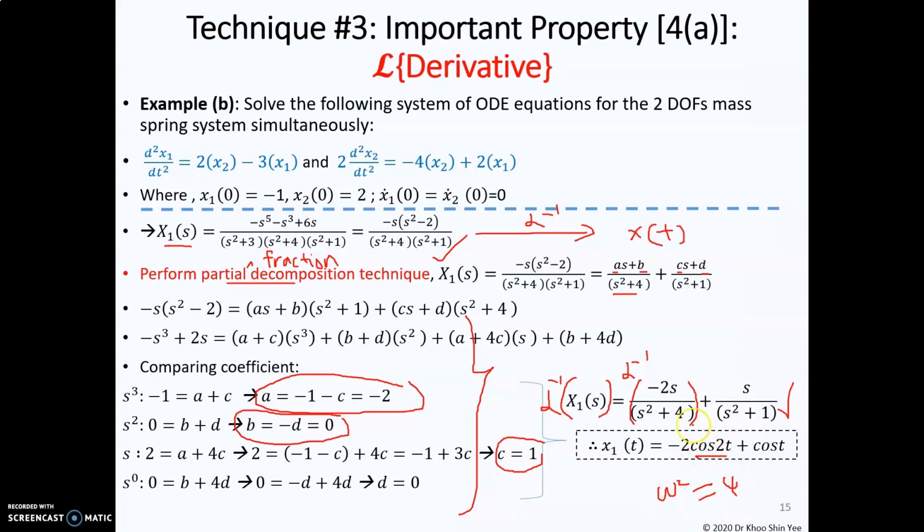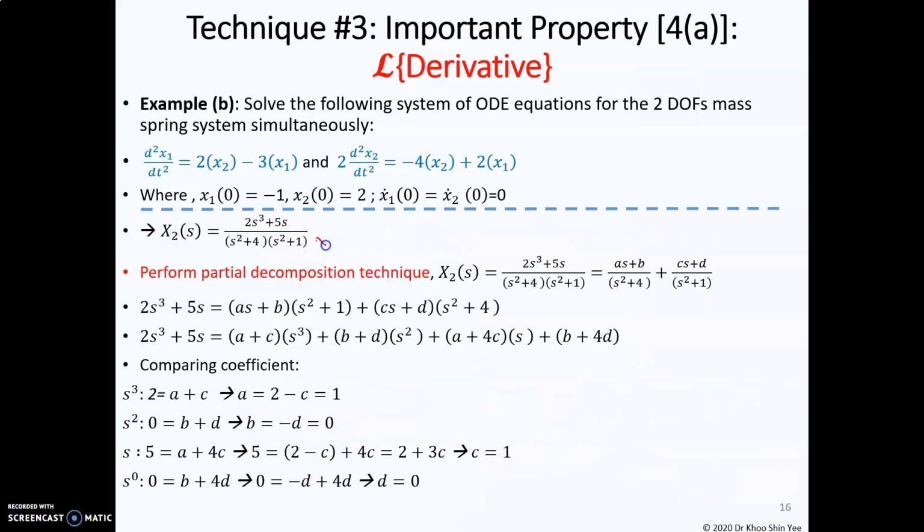So why is it cos? Because at the top you have s. Right? So s over s squared plus 1. So your omega squared is 1 in this case. So your omega is 1. Therefore, you have cos t. Don't forget to multiply by your negative 2 constant here. So you succeeded in obtaining the first answer for x1.